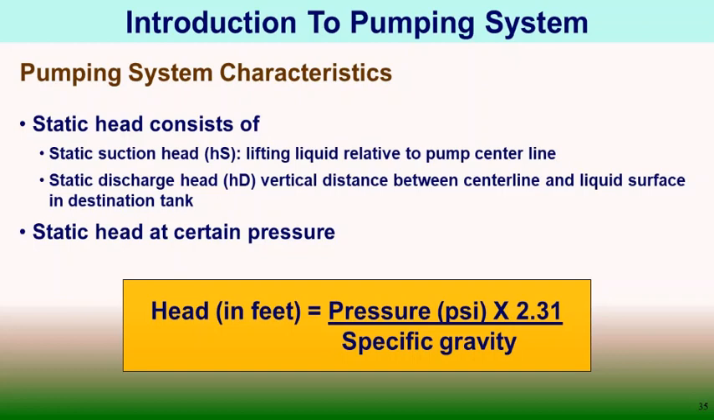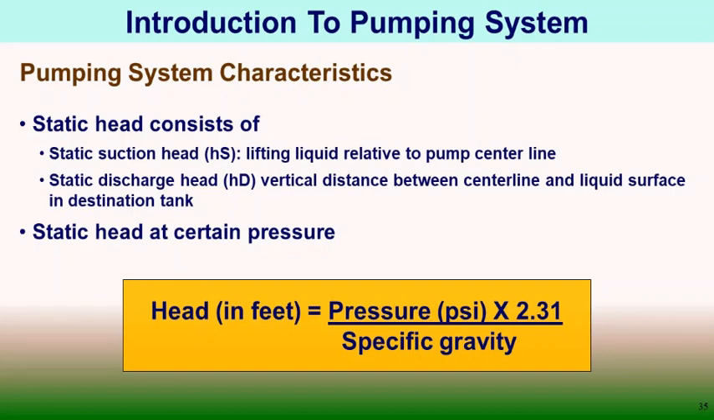And static discharge head, that is the vertical distance between the pump center line and the surface of the liquid in the destination tank. So static head at a certain pressure depends on the weight of the liquid and can be calculated as given in the formula: head in feet equals pressure in psi multiplied by 2.31 divided by specific gravity of the liquid.